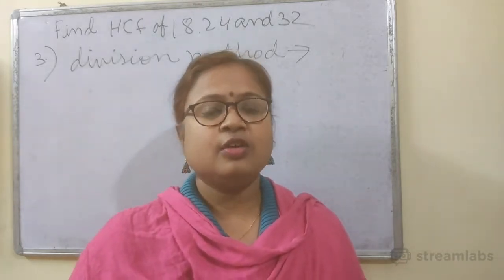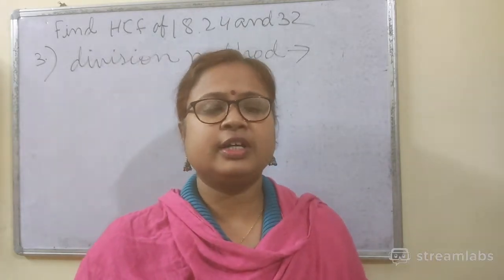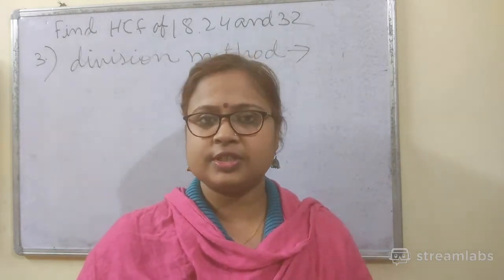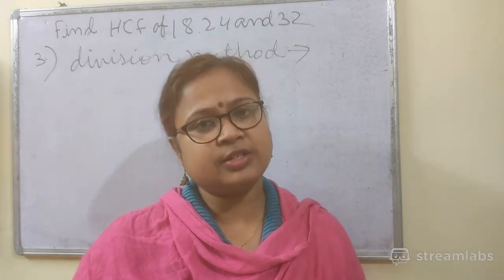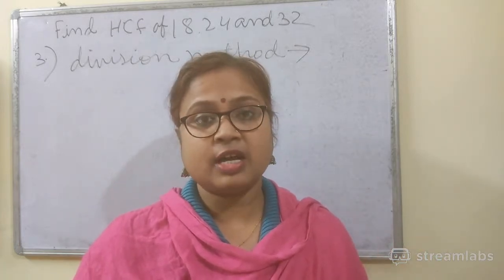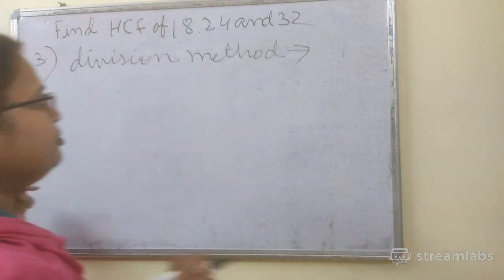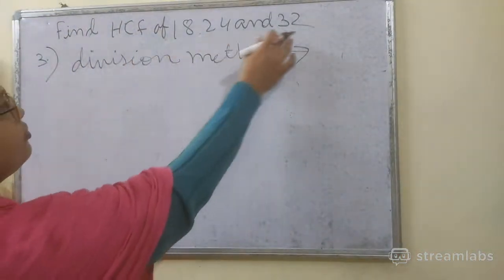When 3 numbers are there, suddenly it comes to the student's mind: how will we find out? So when you have 3 numbers, first you find out the HCF of 2 numbers, and then you find out the HCF of that answer and the third number. So let's do it, then it will be very clear. So 18, 24 and 32.